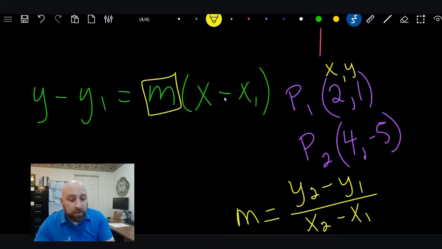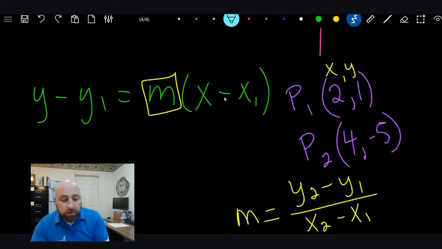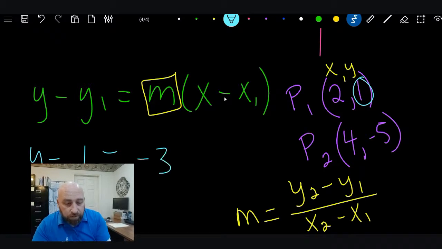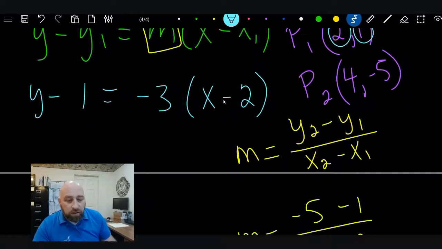Now we can plug our slope in right there, and we can plug everything else in. So remember, we're still using point 1. And so now we're just going to plug everything in. Y minus y1 is 1 equals, our slope was negative 3, our x minus our x1 is 2. And then we would just solve that equation right there.